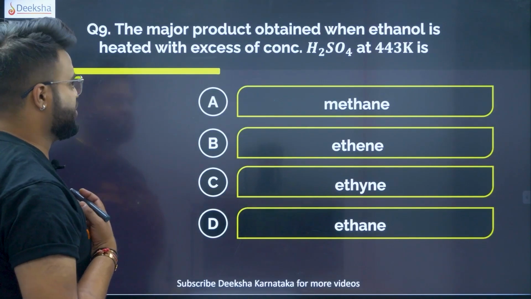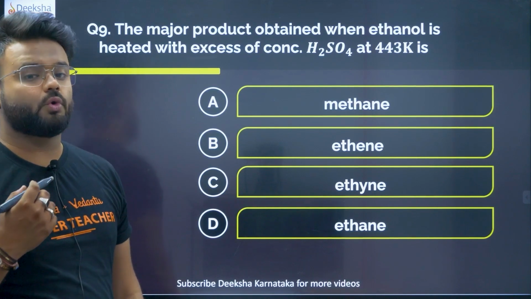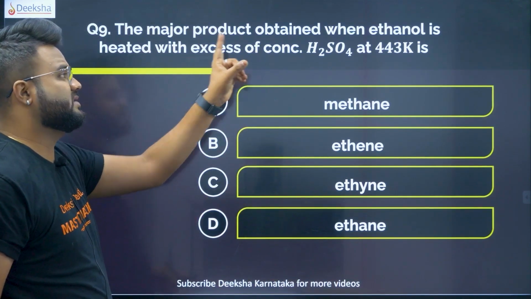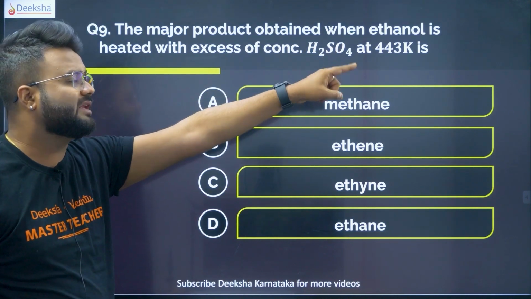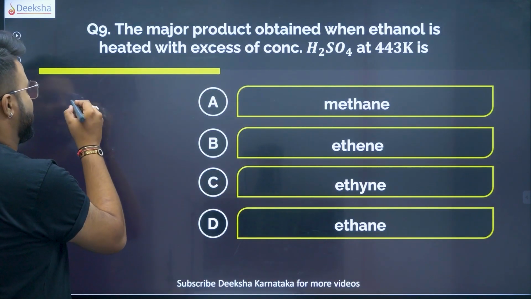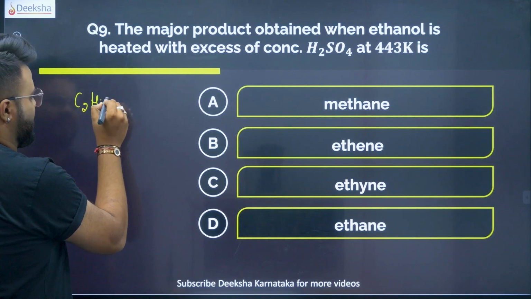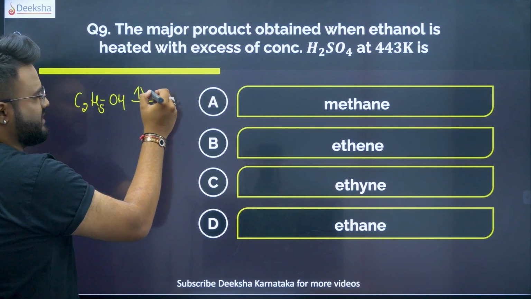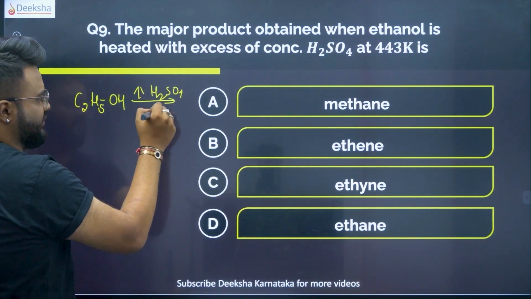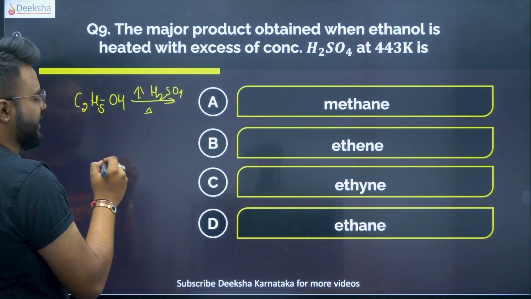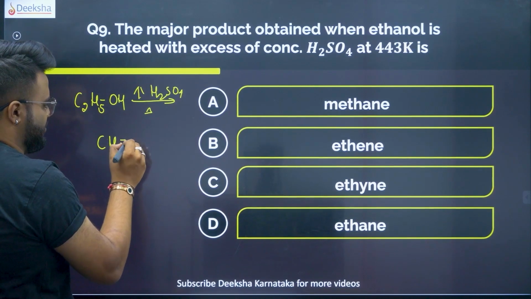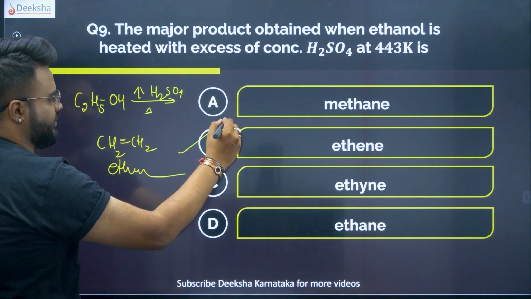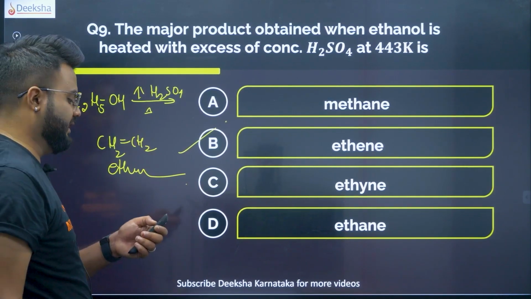Now, question number 9. The major product obtained when ethanol is heated with excess of H2SO4 at 443 Kelvin. So see here, I will write ethanol, C2H5OH, when it is reacted with excess of concentrated H2SO4 and heated. What do you get? You get ethene, that is CH2=CH2. Therefore, option B is your correct answer.